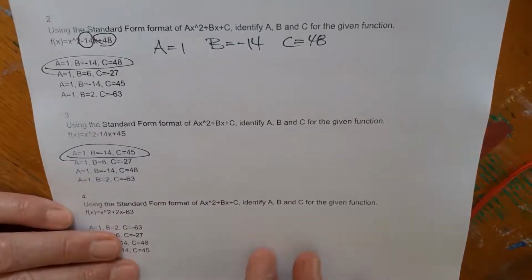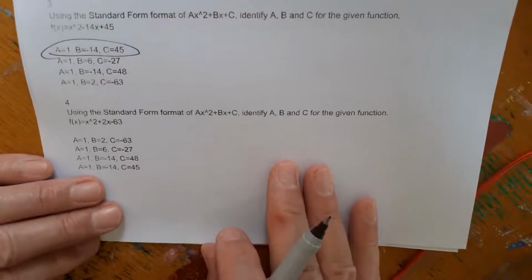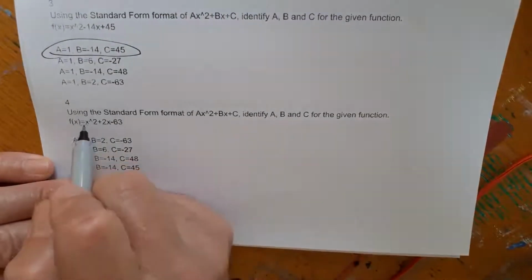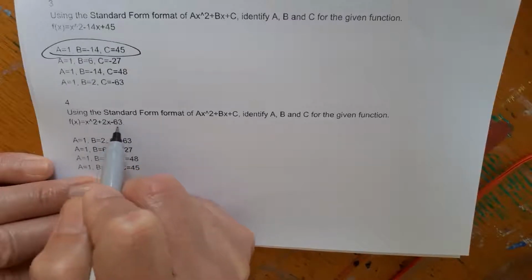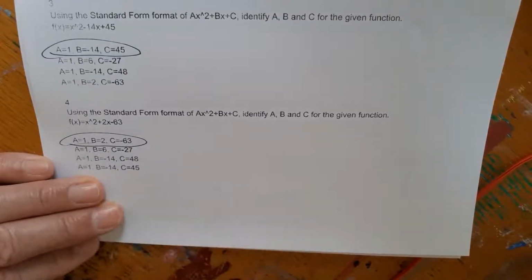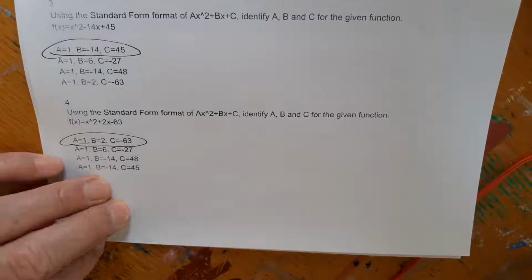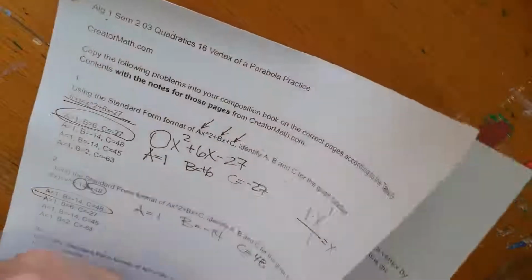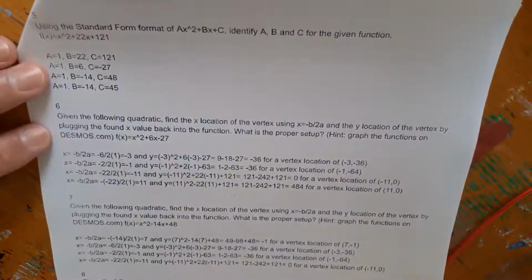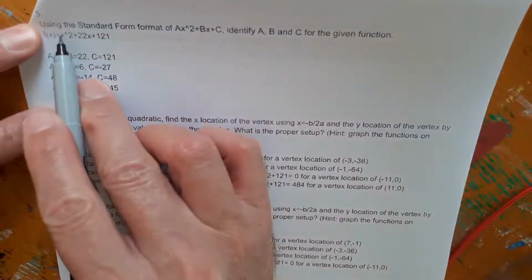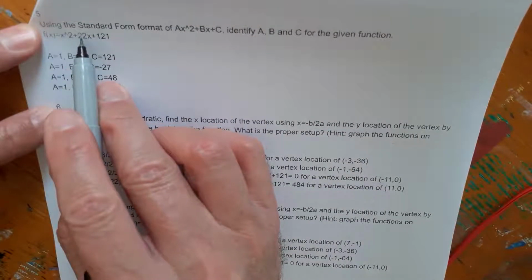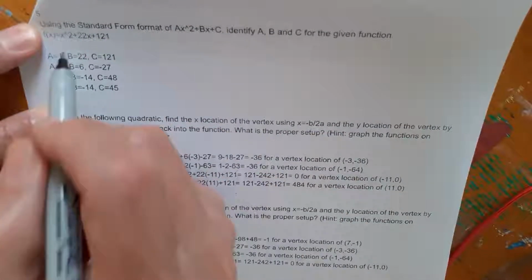Got the hang of it? Got the hang of it yet? Keep trying if you don't. A is 1, b is 2, and c is negative 63. Always carry the sign with it. So if it's a negative, carry that negative with it. All right, one more time. A is 1, b is 22, and c is 121.